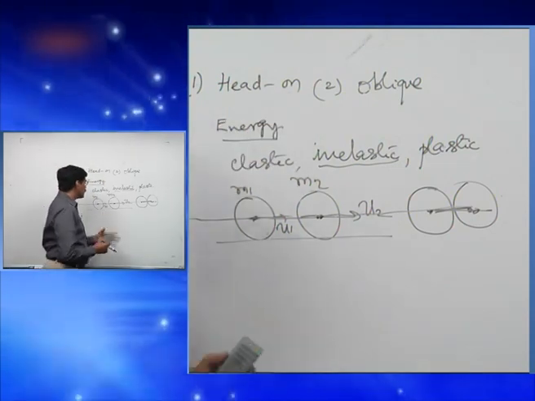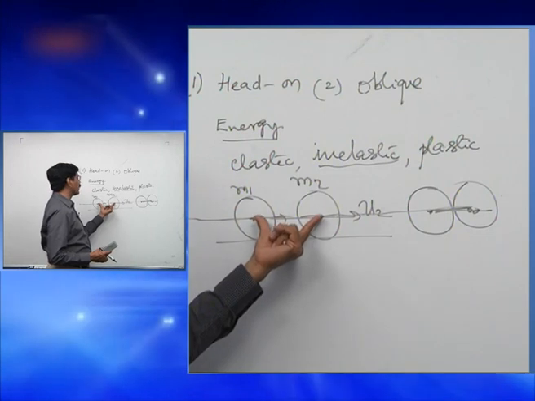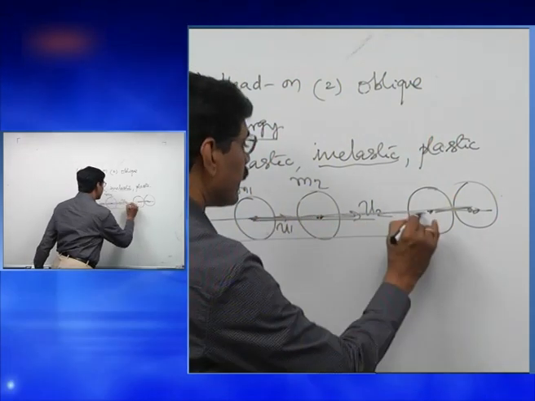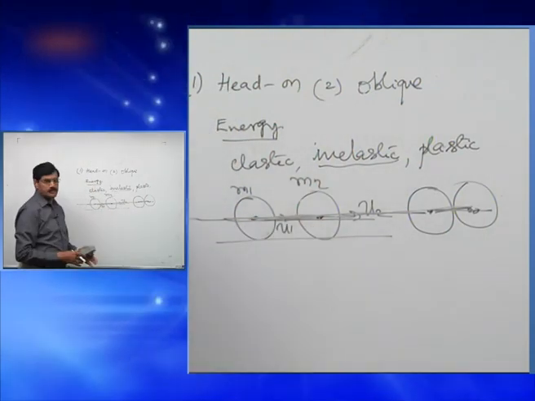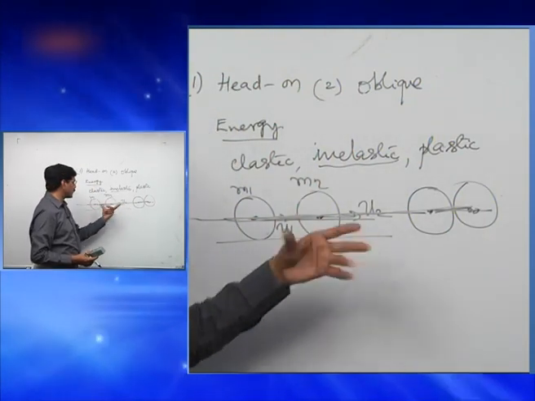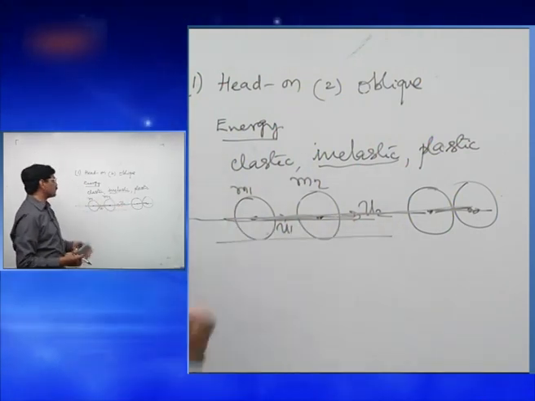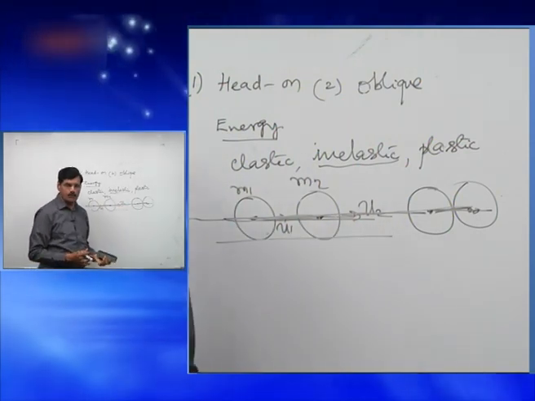In this case, the line of impact is along the line of motion of the particles, that is, before the collision and after collision, the motion of the bodies coincides with the line of impact.